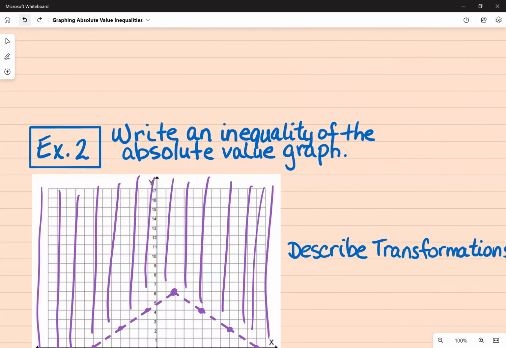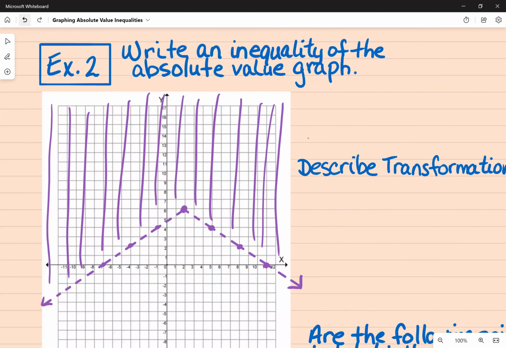But what if they actually already gave me a graph and I'm asked to write an inequality? So the first thing that I'm looking at, again, is I want to try to find that vertex. That's very helpful. My vertex is where the two lines come together to form either the peak of the graph or the valley of the graph. So my vertex here, I can see, is going to be 2 and then 6. So the point (2, 6).